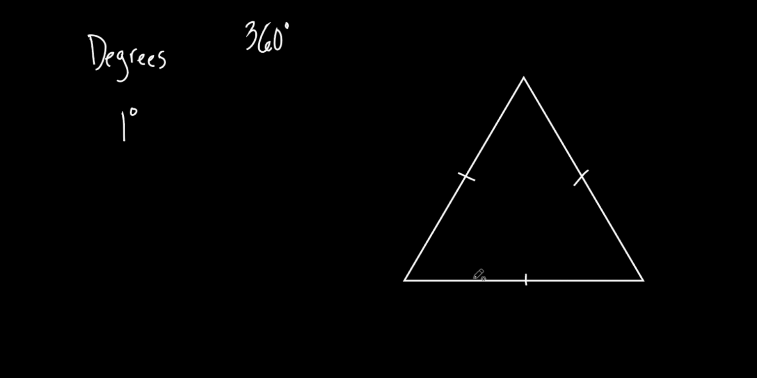Well, if all the sides are equal, what's true about all the angles? They're equal, right? What do they all add up to be? No, it's not 360. It's a triangle. What do they add up to be? 180. Okay, so each angle is what? 60 degrees, all right?